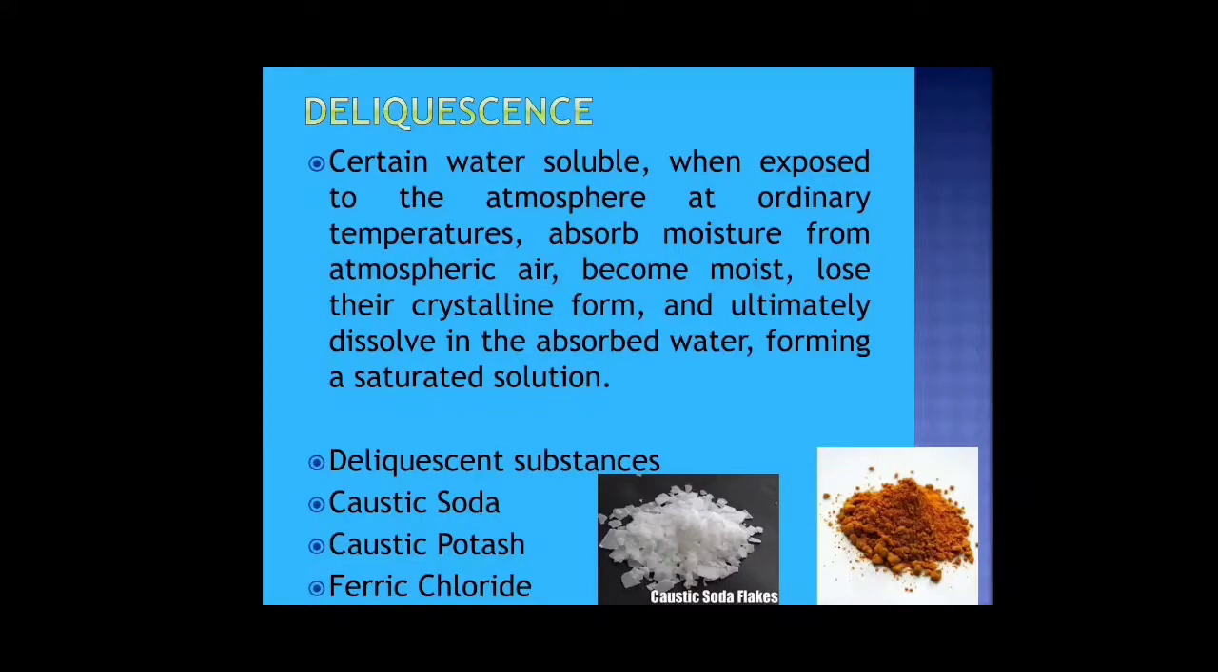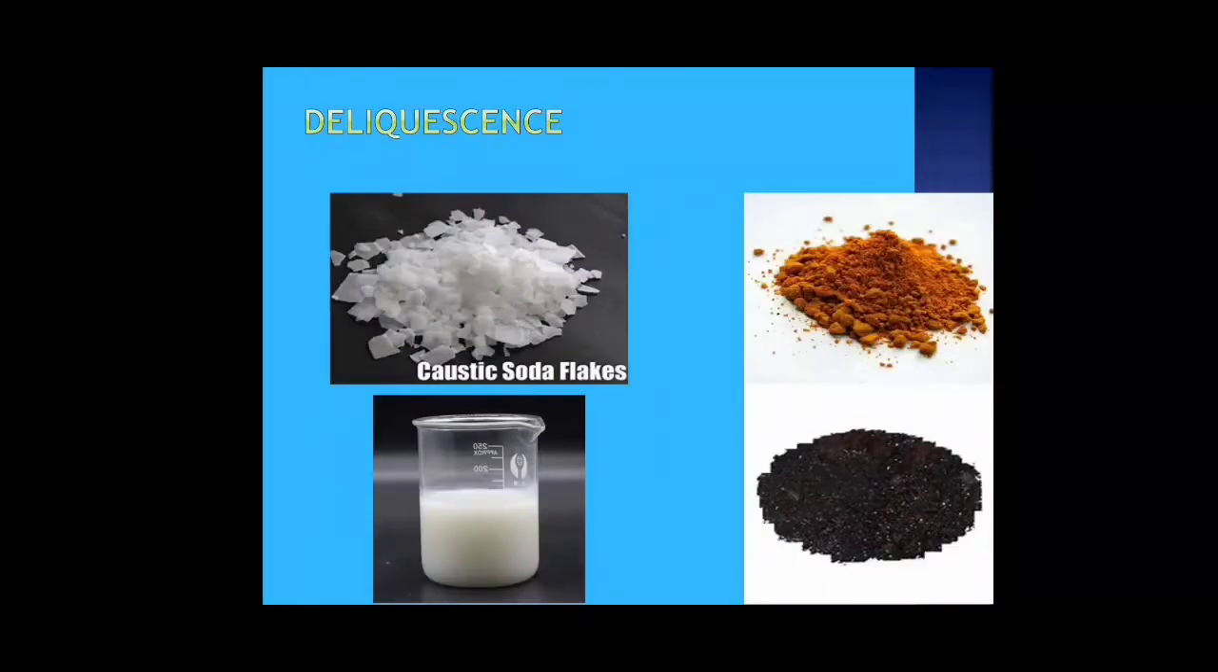And ferric chloride, we have seen it is a reddish brown or brownish powder. It will convert into a dark brown liquid by absorbing moisture from the air. So this is how you see the difference once it is exposed to air, how it changes its look or its color.